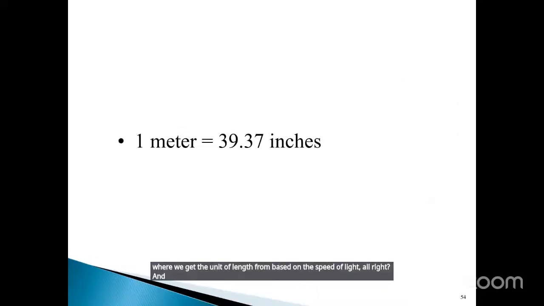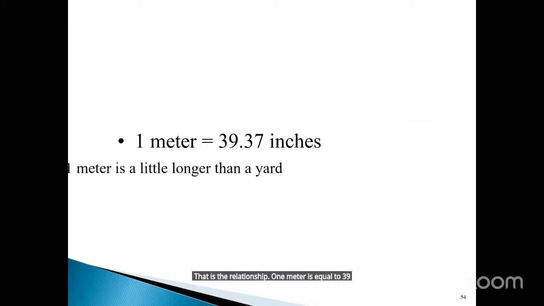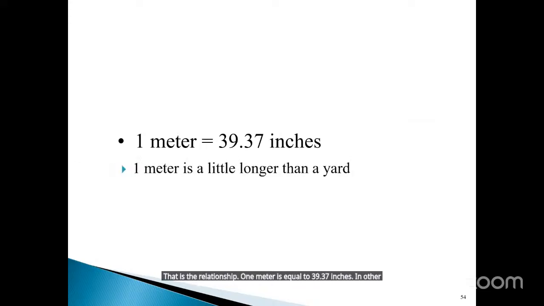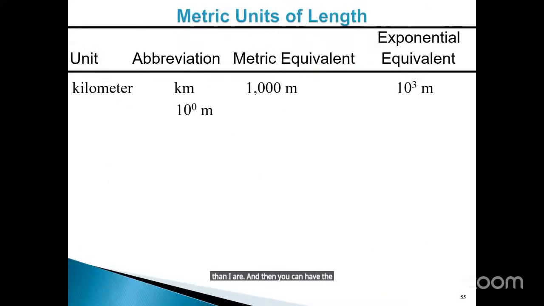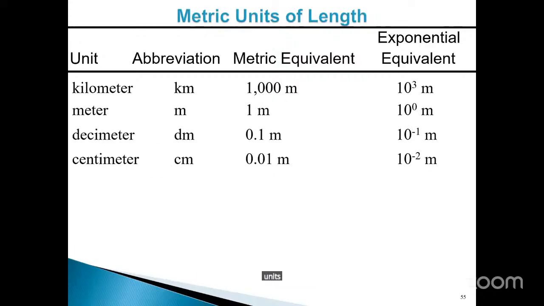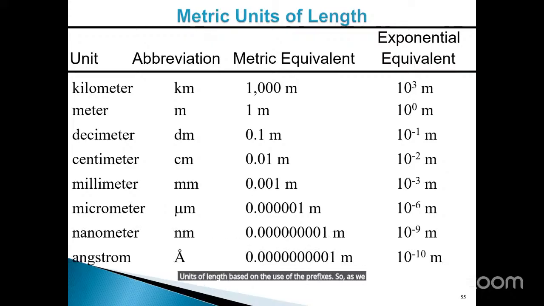And when you look at the relationship between the meter and the inch, 1 meter is equal to 39.37 inches. In other words, a meter is a little longer than a yard. And then you can have larger and smaller units of length based on the use of the prefixes. As we saw earlier, the prefix kilo means 1,000, right? So 1 kilometer is equal to 1,000 meters, all right? Or if I were to look at millimeters, right?